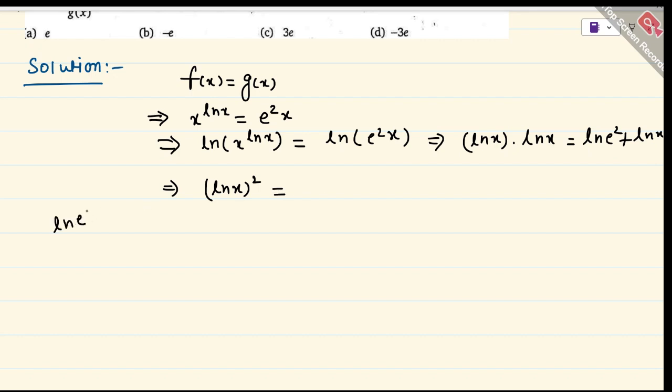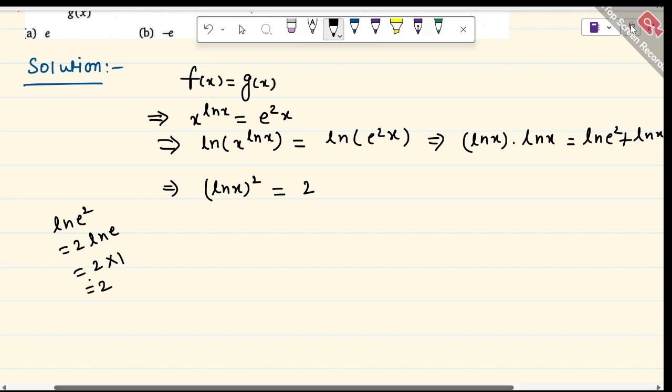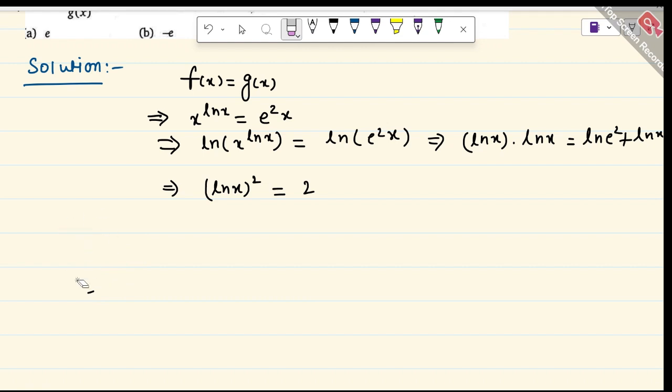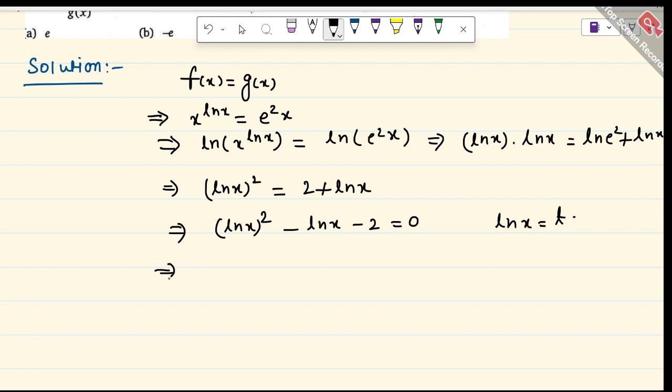We know that natural log of e square can be written as 2 times natural log of e, and natural log of e is 1. So this is 2. Using this, we can write 2 plus natural log of x. So we can also write this as natural log of x square minus natural log of x minus 2 is equal to 0. If we take natural log of x equal to t, then this is t square minus t minus 2 equals 0.